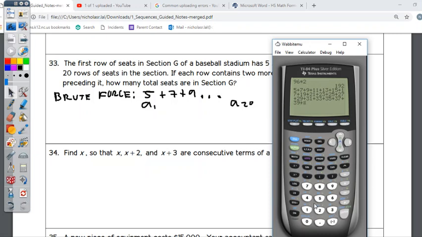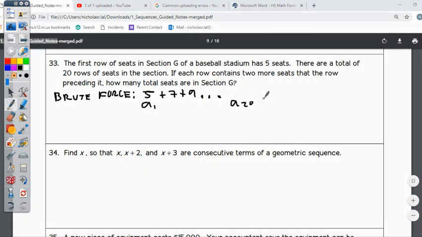18th term, plus 41, 19th term, plus 43, 20th term, and that will give you the answer of 480 seats, which is the correct answer. So you can do that all in your calculator and get 480.